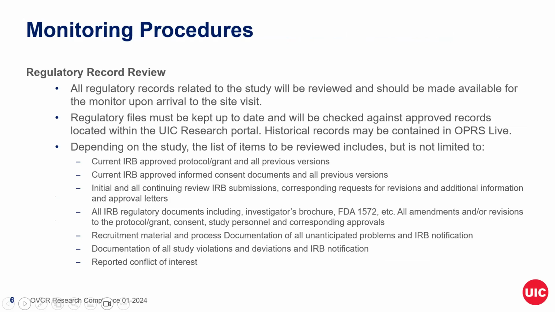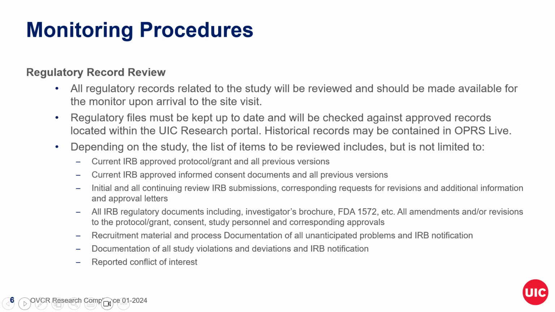All right, and so for regulatory record review, also similar to what Annette went over earlier, we will review all regulatory records, and we will check that against all of the approved records that are located within UIC research, or any historical records that may be in the OPRS Live system prior to being transported over to the UIC research portal. And depending on the study, the list of items that would be reviewed is not limited to the following.